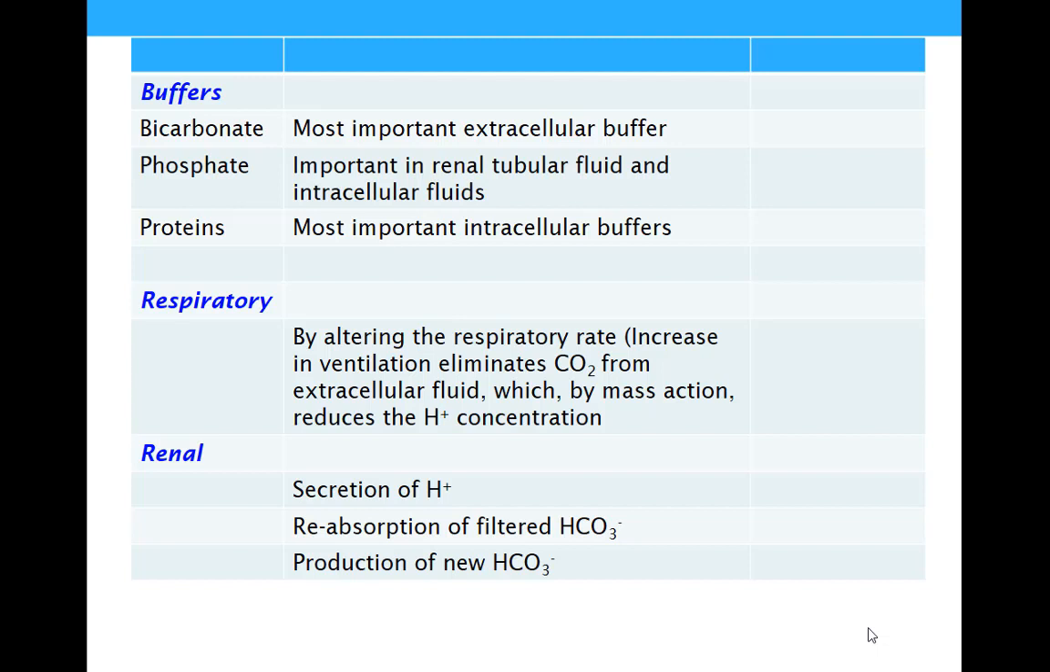Renal mechanisms: there are mainly three mechanisms by which the kidney can maintain pH homeostasis. First one is it can actively get rid of extra H+. It can reabsorb filtered bicarbonate, and it can also make new bicarbonate molecules, and we will look at these in more detail in the next few slides. Okay.